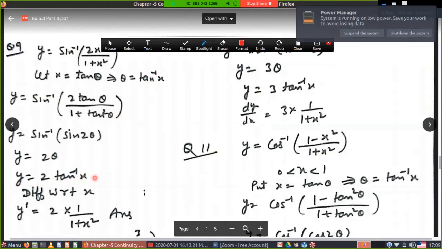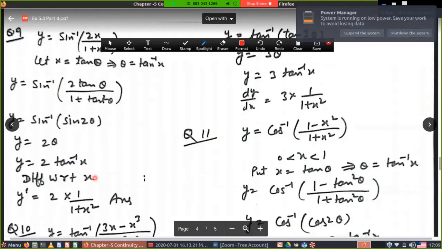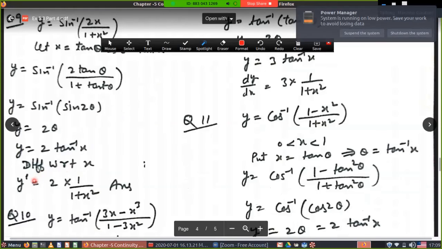Up to this you have done in the inverse trigonometric function chapter. Now the derivative of the function you have to apply here. The derivative of the function is y dash is equal to 2 as it is. The derivative of tangent inverse x is 1 upon 1 plus x square.